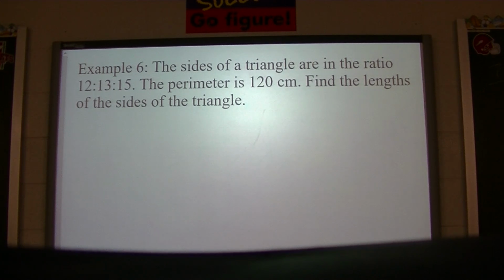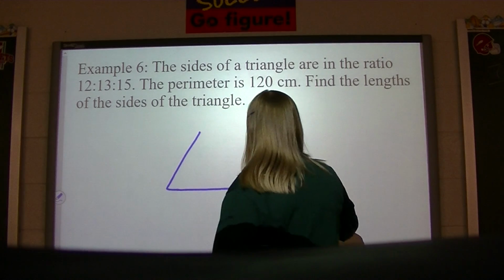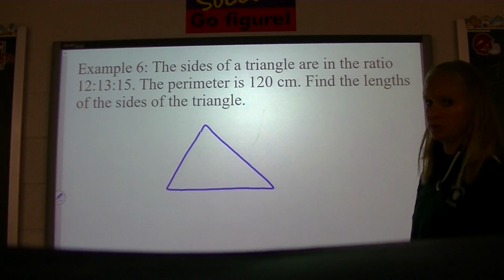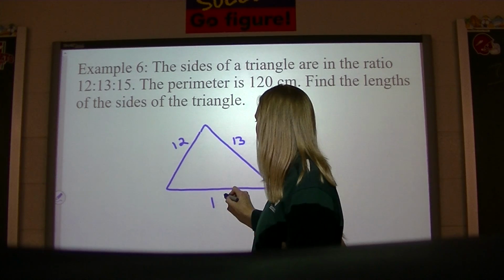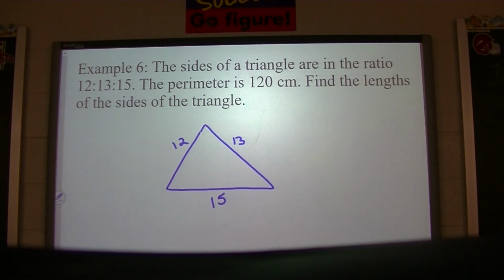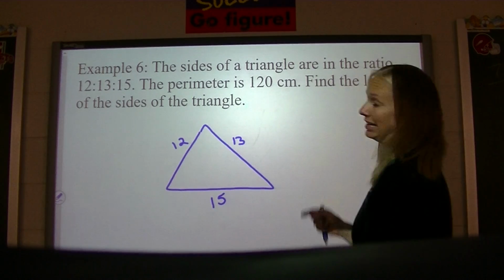Example 6 says the sides of a triangle are in the ratio 12, 13, 15. The perimeter, once again, is 120 centimeters. Find the lengths of the sides of the triangle. Draw a triangle. I have no clue what side is which, so I'm just going to start labeling 12, 13, 15. Those aren't the actual sides, but that's the ratio of the sides. I know for a fact it's not the side lengths because if I add that up, it does not add up to 120.